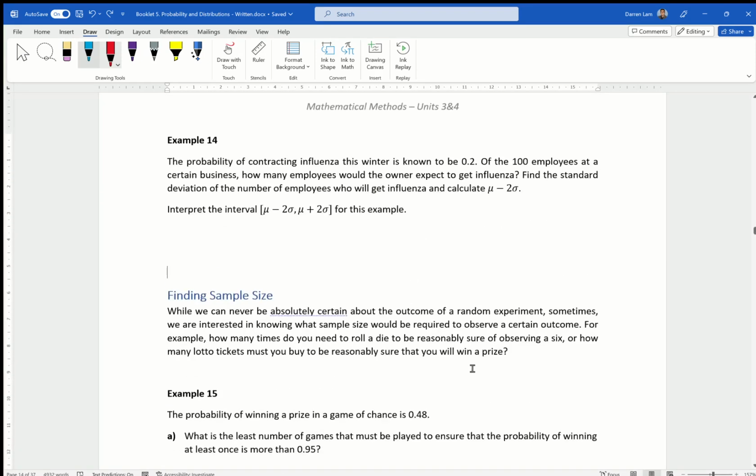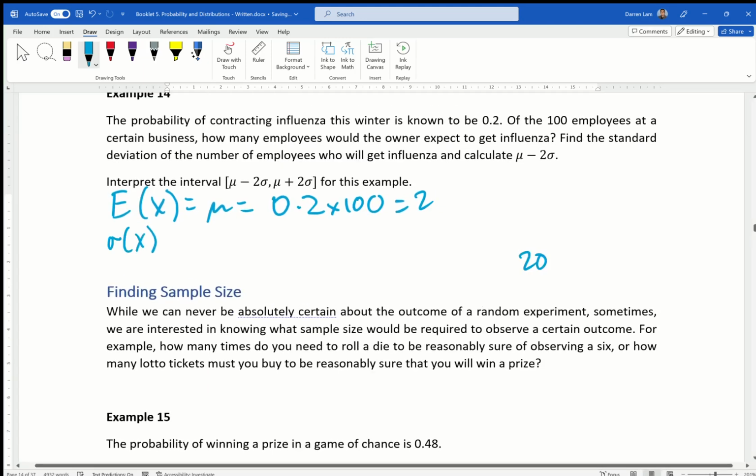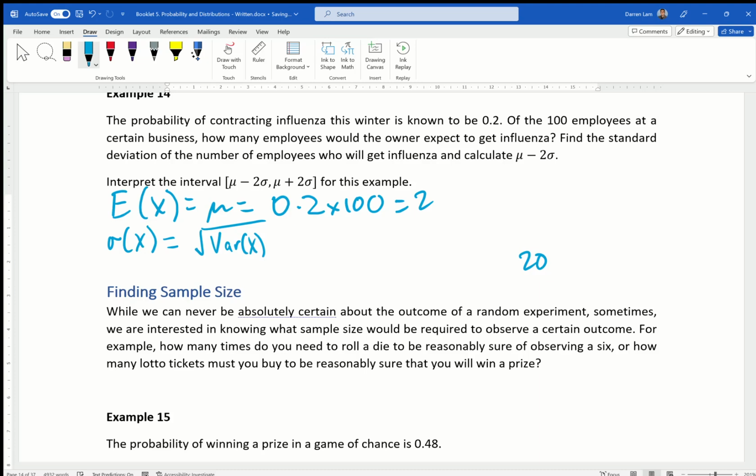Our mu, which we know is going to be our expected value, equals 0.2 times 100. That is just our number of trials multiplied by our probability, which gives us an answer of 20. Our sigma equals the square root of our variance, which equals, and I'm going to use the formula from prior, NP, which is our expected value, so 20, multiplied by 1 minus our probability, so 0.8, which gives us an answer of 4.